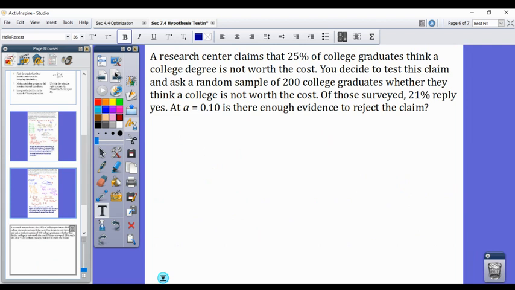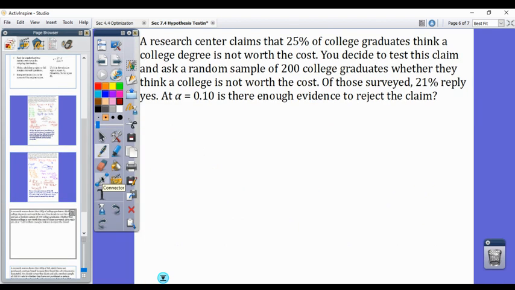Okay. So for this one, we have a research center claiming that 25% of college graduates think a college degree is not worth the cost. You decide to test this claim by asking a random sample of 200 college graduates whether they think the college is not worth the cost. Of those surveyed, 21% reply yes. At an alpha level of 10%, is there enough evidence to reject the claim?